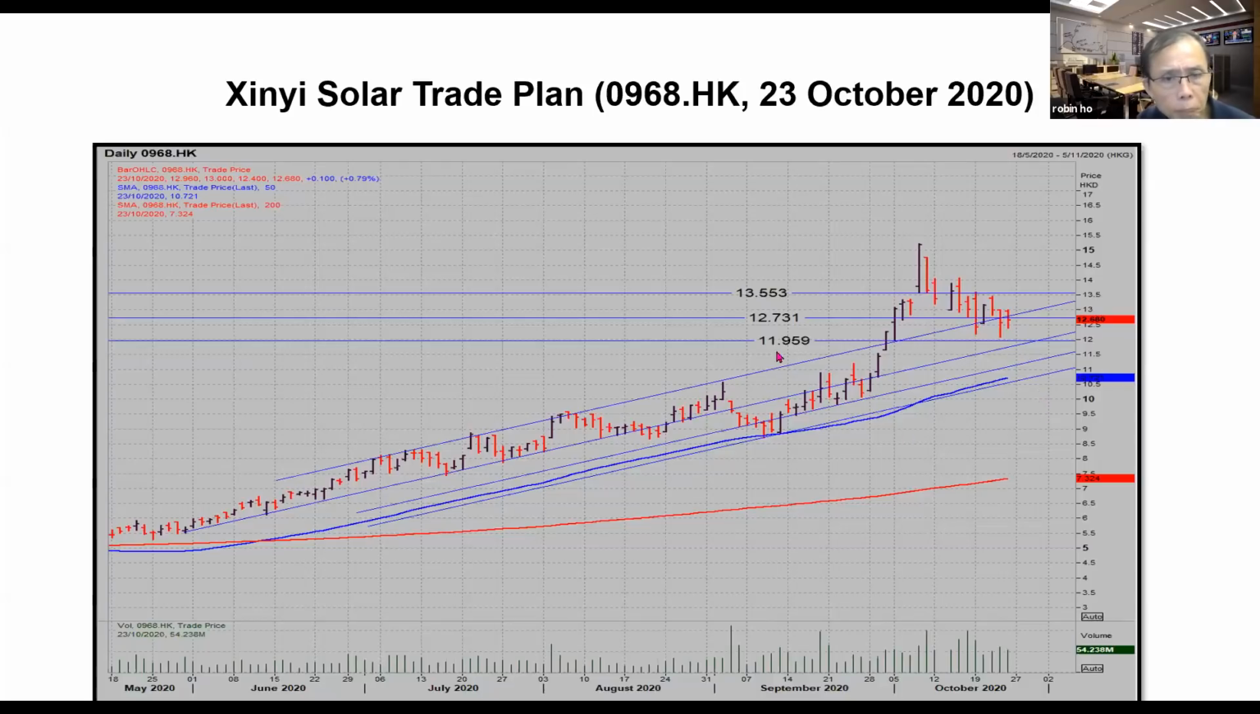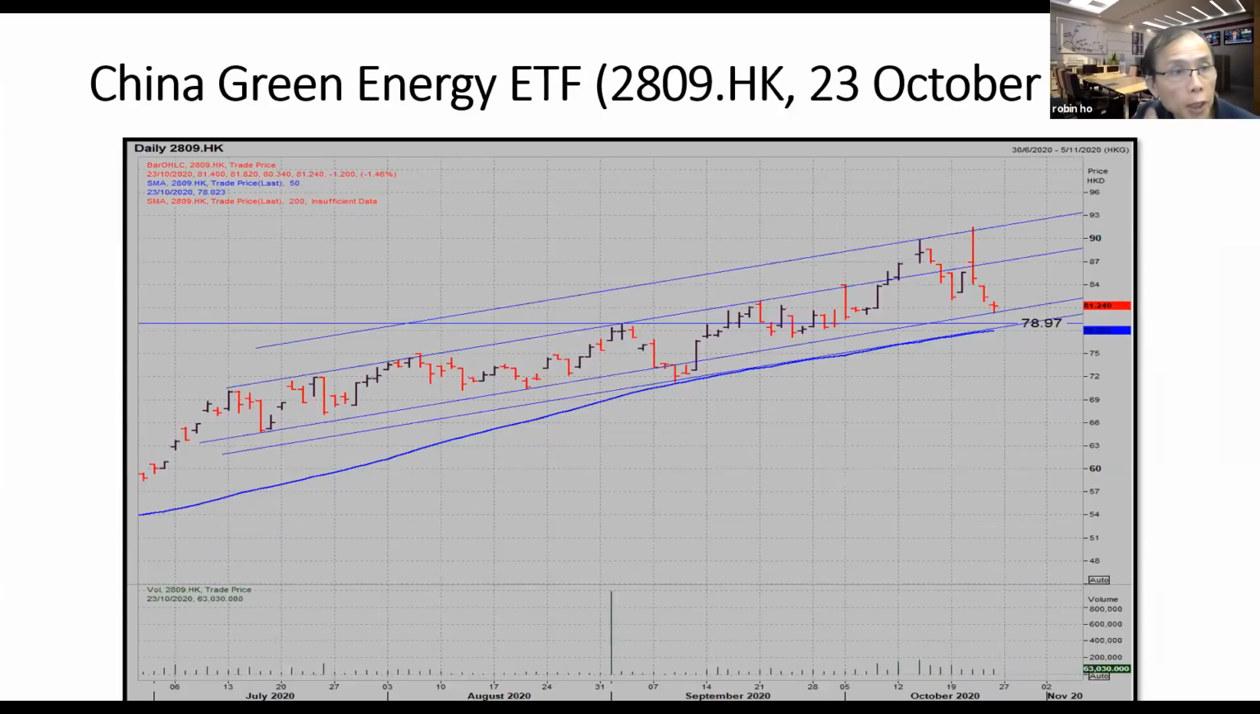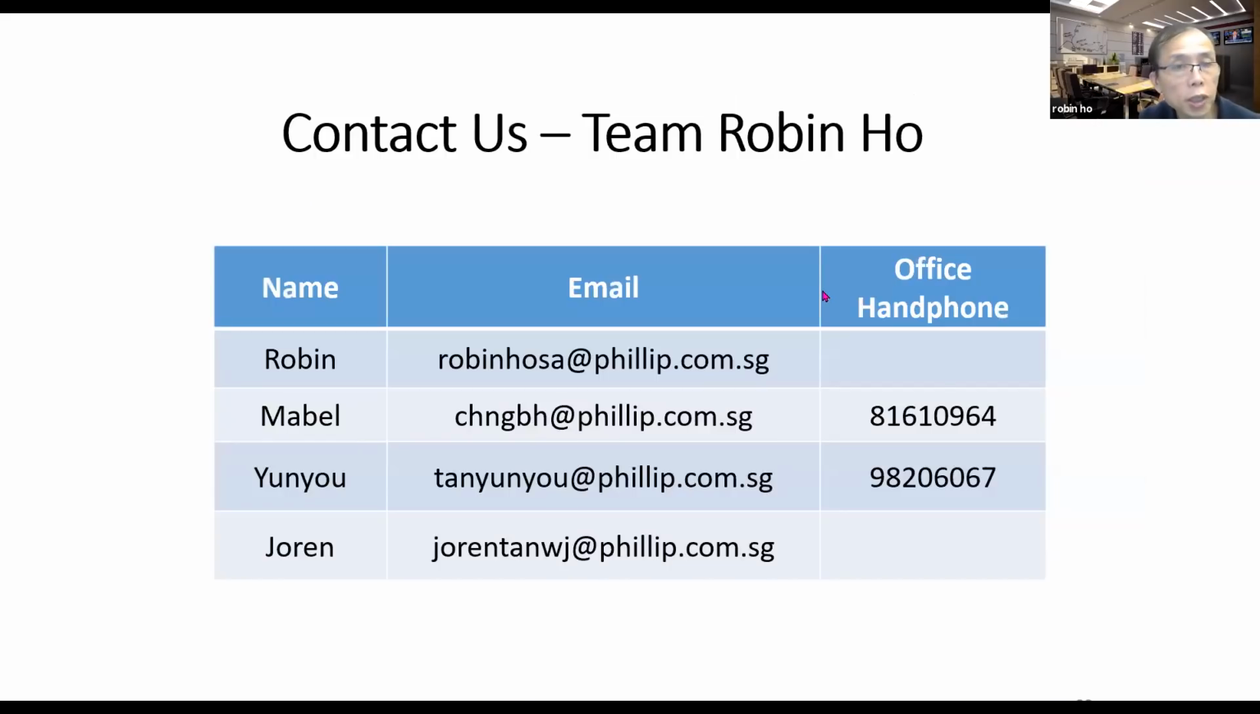I think around $12, or anything at $12 or below, could be a good time to get into this stock for a medium-term play. This is the China Green Energy ETF, which is also hitting a support. A couple of days ago it went to 92, and it has retraced back to 81. I will be a buyer at 78, so watch out for this green energy ETF.